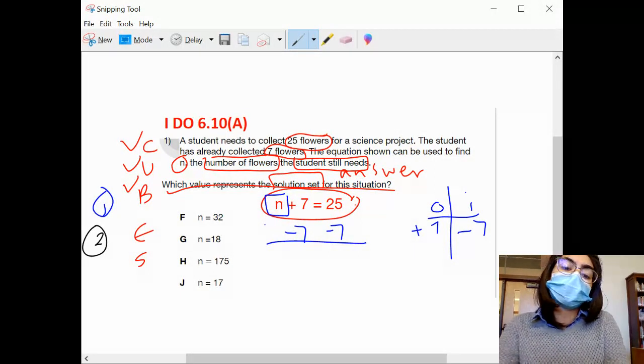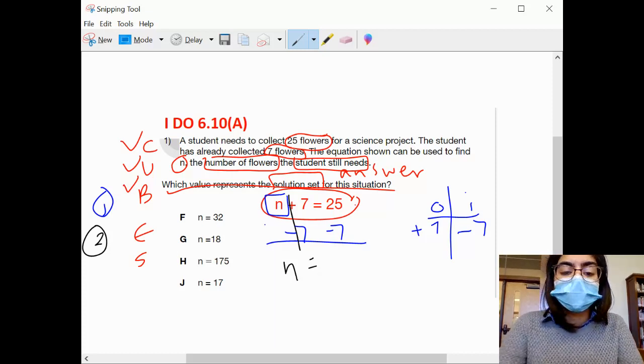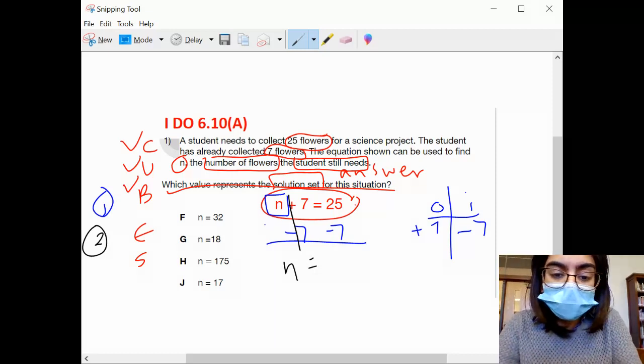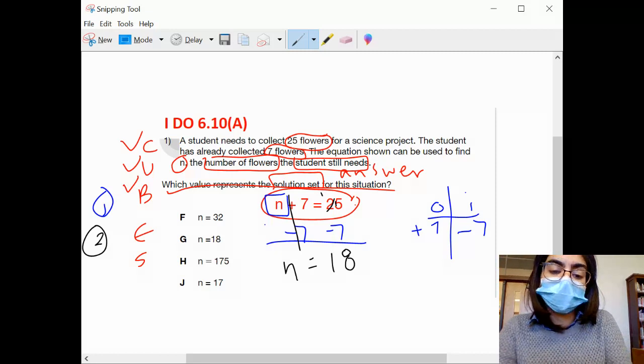So let's see. 7 minus 7, those cross out. That equals 0, right? And all we're left with on this side is the n. Now we do 25 minus 7. Well, I can't do 5 minus 7, so I have to borrow. Now I have 15 minus 7. 15 minus 7 is 8. And 1 minus 0 is 1. So that means n equals 18. I'm going to box that answer.